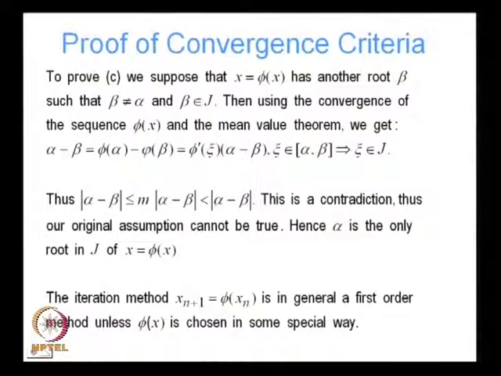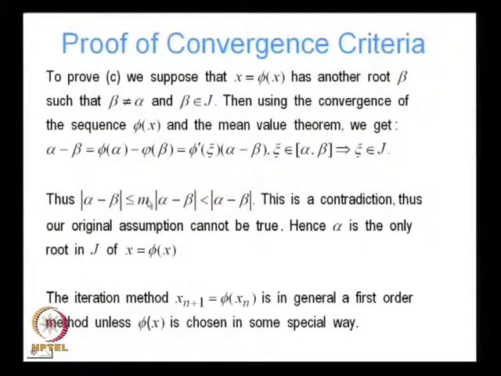Then, using the convergence of the sequence and the mean value theorem, we get alpha minus beta is equal to phi(alpha) minus phi(beta), because both alpha and beta are roots of this, right. Then I again use my mean value theorem. So, this I can write as phi prime of xi times (alpha minus beta), where xi belongs to (alpha, beta), which means that xi belongs to J, since both alpha and beta belong to J. The function is continuous, so xi must belong to J. So, if we take the mod of both sides, |alpha minus beta| is less than or equal to |phi prime(xi)|, which is at most m, which is the condition we said, times |alpha minus beta|, which is less than |alpha minus beta|.